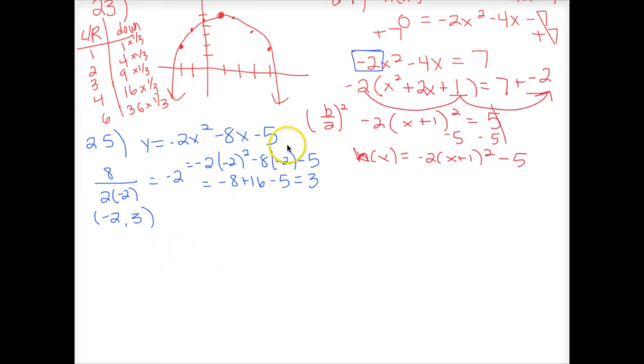Now, y-intercept. Remember, I find the y-intercept by plugging in 0 for x. So that gives me 0 minus 5, which is -5. Remember to list it as an ordered pair. (0, -5) is my y-intercept. The x-intercepts, remember I have to plug 0 in for y, and I have to solve it.